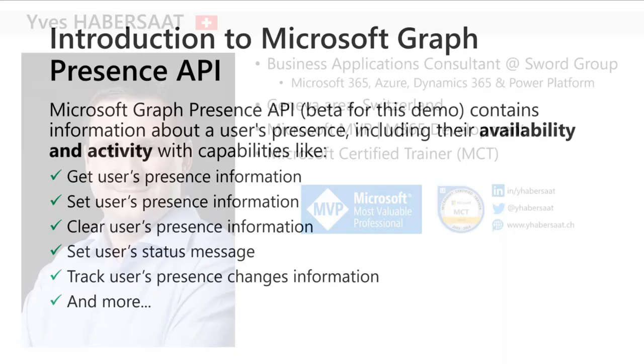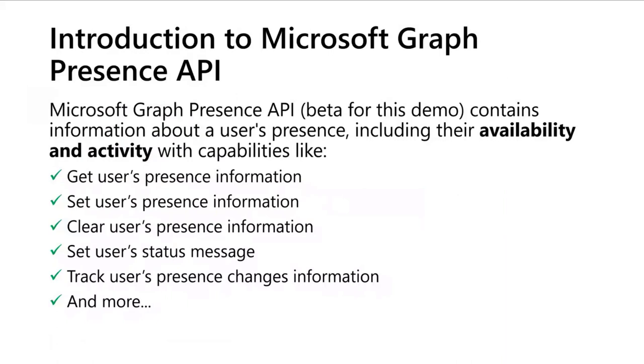So for today, I will talk about Microsoft Graph Presence API. Actually, you have a V1 endpoint, but for this sample, I took the beta endpoint, to have a wider range of capabilities. And all these APIs are related to the user's presence. For example, you can get the user's presence, set the user's presence, clear the user's presence, set a status message, and also track the user's presence with a change notification, and a little bit more.